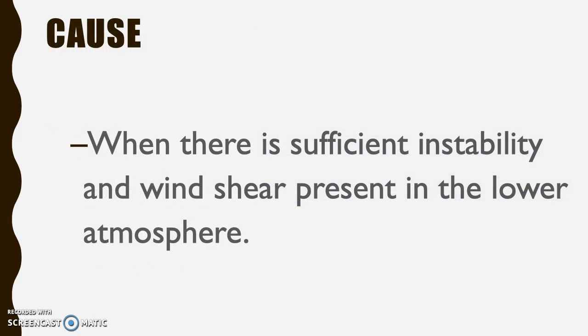Well, tornadoes are caused when there is sufficient instability and wind shear present in the lower atmosphere. Instability refers to unusually warm and humid conditions in the lower atmosphere and possibly cooler than usual conditions in the upper atmosphere.